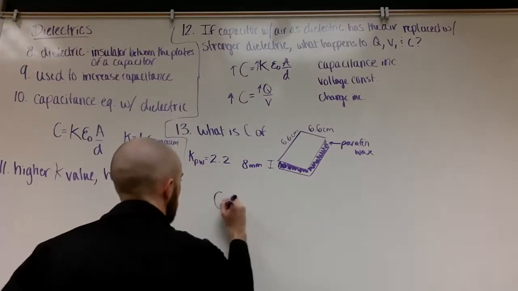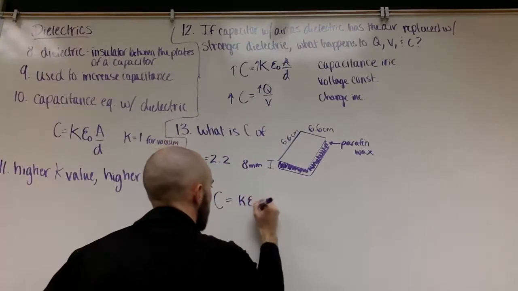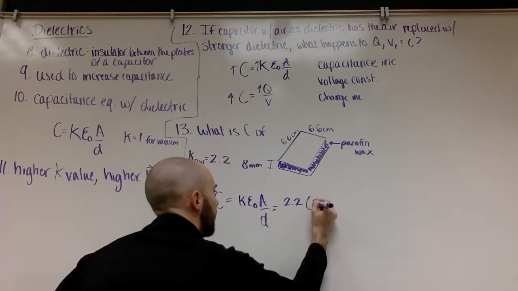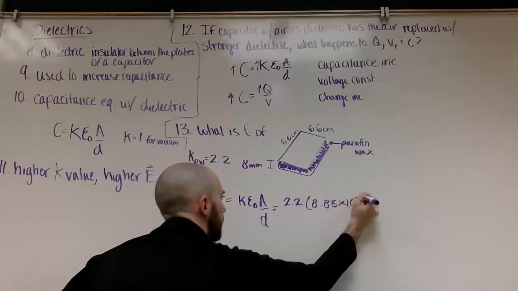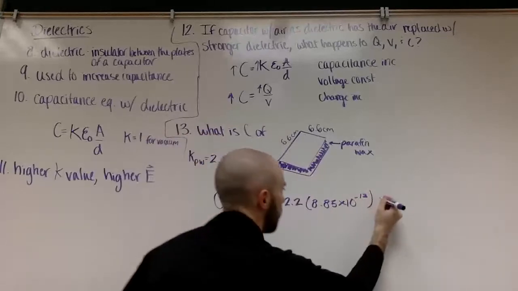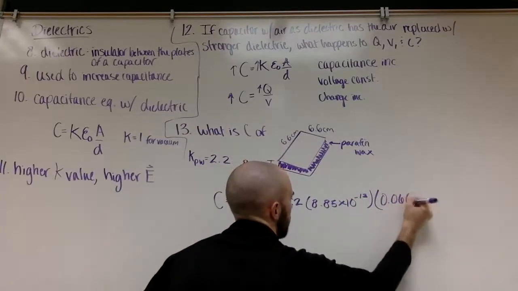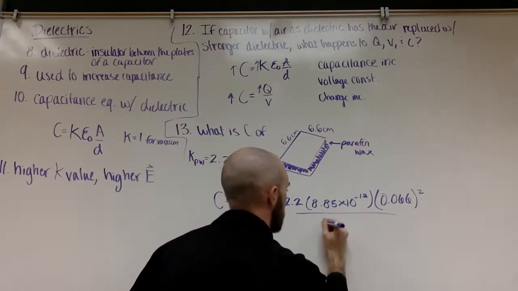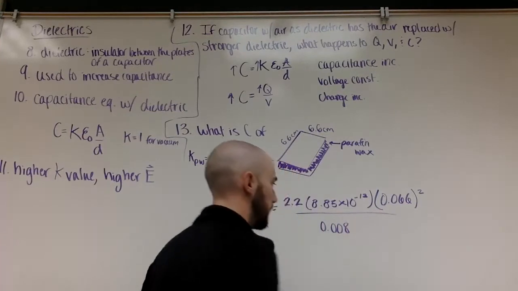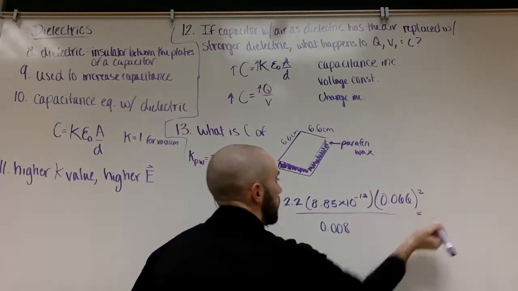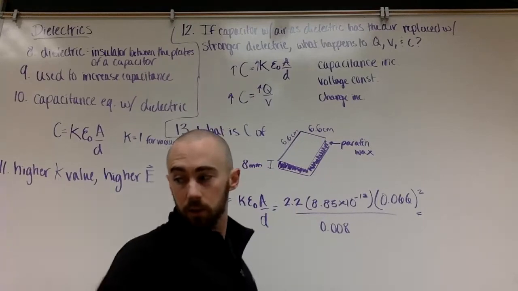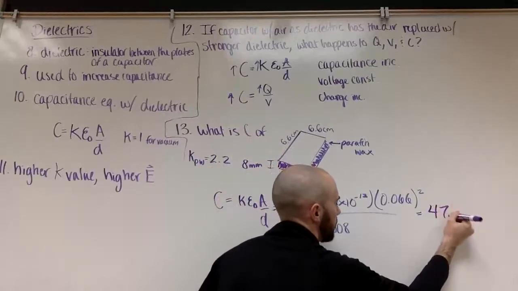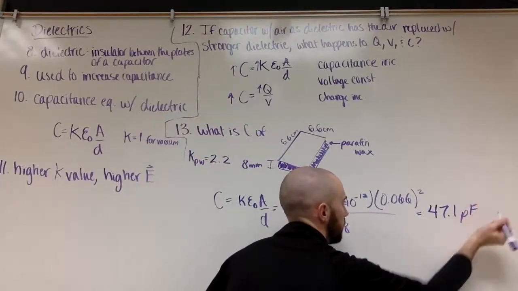So let's go ahead and solve for it here. C equals K epsilon naught A over D. Let's solve this. So we have 2.2. Epsilon naught is 8.85 times 10 to the minus 12. This is a perfect square, so we'll just take the side length of 6.6 centimeters and we'll square it. That'll give us our area. And then we'll divide by the separation, which is 8 millimeters. So we need to move the decimal point 3 times. When we plug all that in, hopefully that's not off the edge of the page, I get 4.71 times 10 to the minus 11, or 47.1 picofarads.